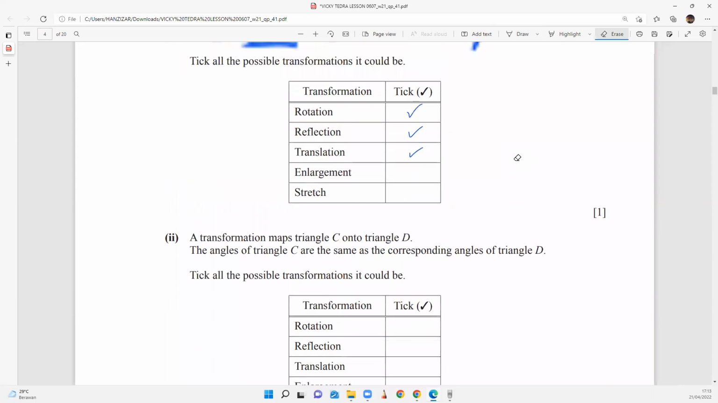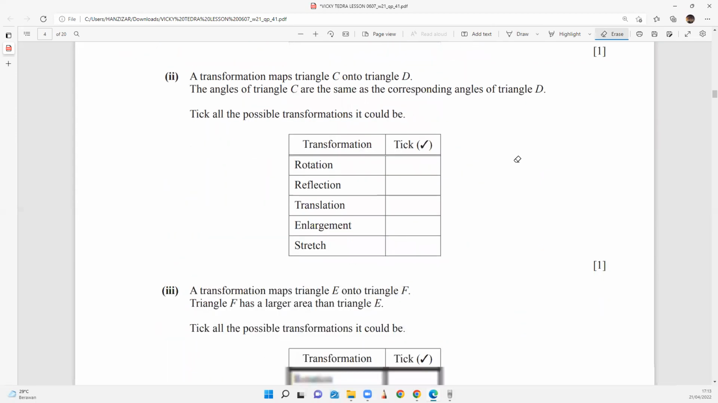Okay. Now, part 2. The transformation maps triangle C onto triangle D, with the same corresponding angles. So the angles are the same. So it could be similar. It is certainly similar. Okay, so similar. Can it be rotation? Yes.